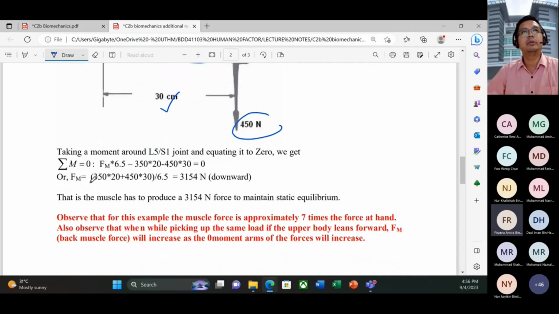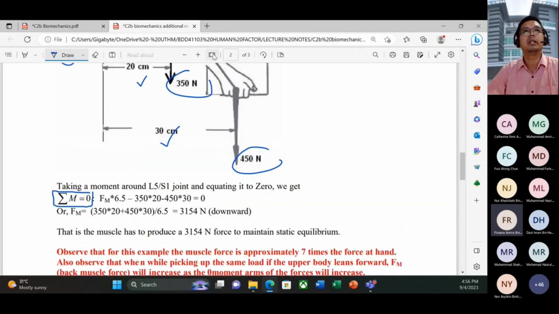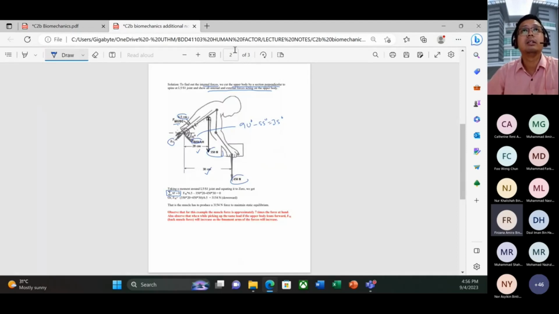The first thing you have to do is take the moment around the L5S1 joint and equate it to 0. So the sum of moments will be 0. So muscle force times 6.5.